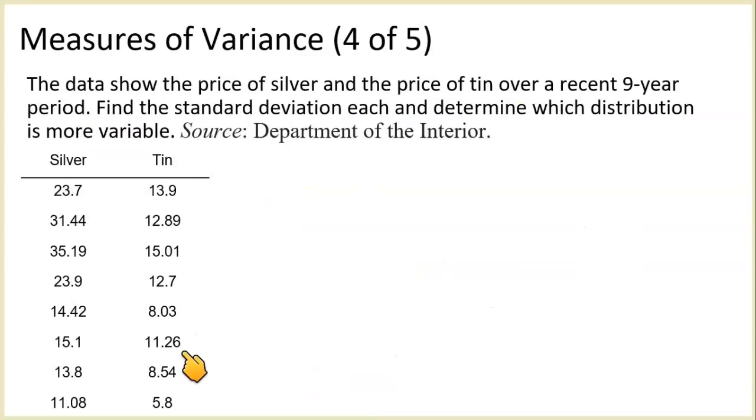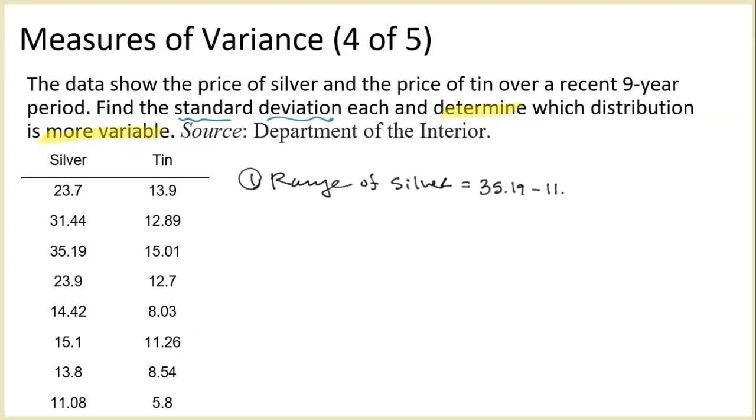So for this one, it says the data shows the price of silver and tin over a 9-year period. We want to find the standard deviation of each and then determine which distribution is more variable. So before we even get into standard deviation, because I'm going to use Excel for this problem, I'm not going to do that process by hand for this one. We can find the range first to determine which one is more variable. We can use the range as an indicator of spread.